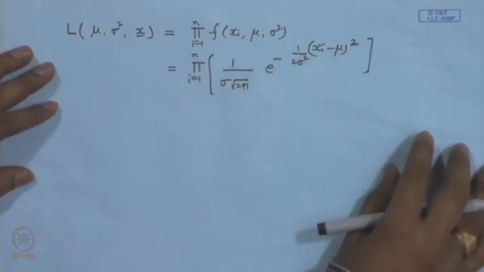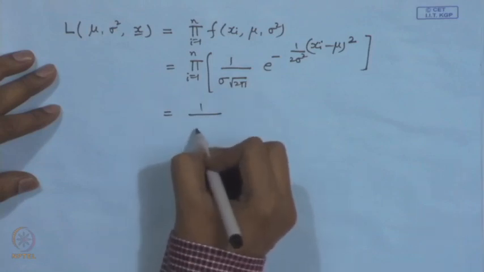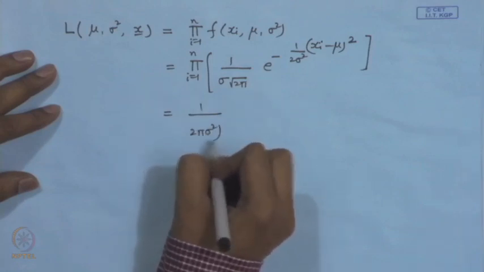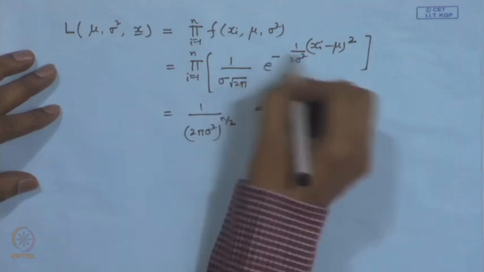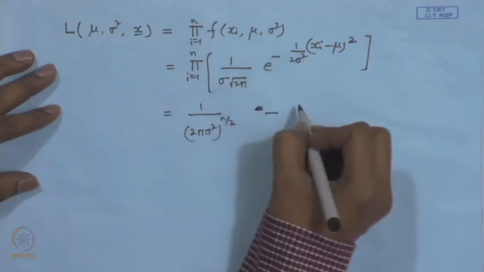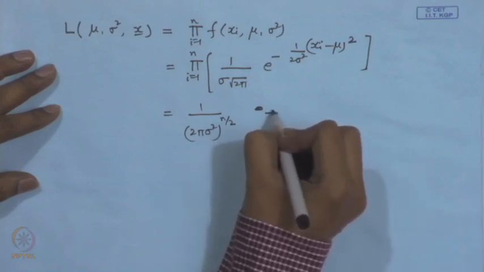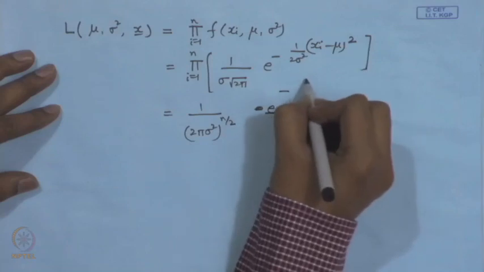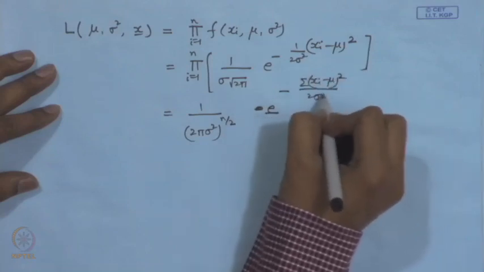So, we write it in a slightly more compact fashion. This becomes 1 by 2 pi sigma square to the power n by 2, e to the power minus sigma x i minus mu square by twice sigma square.